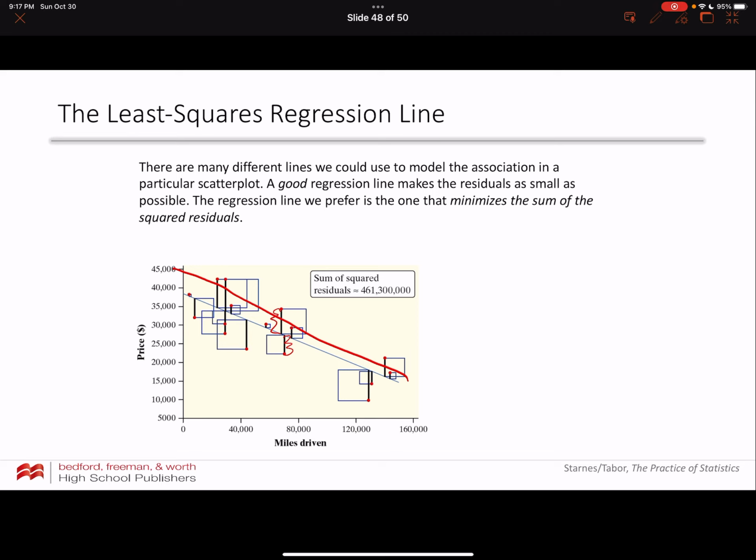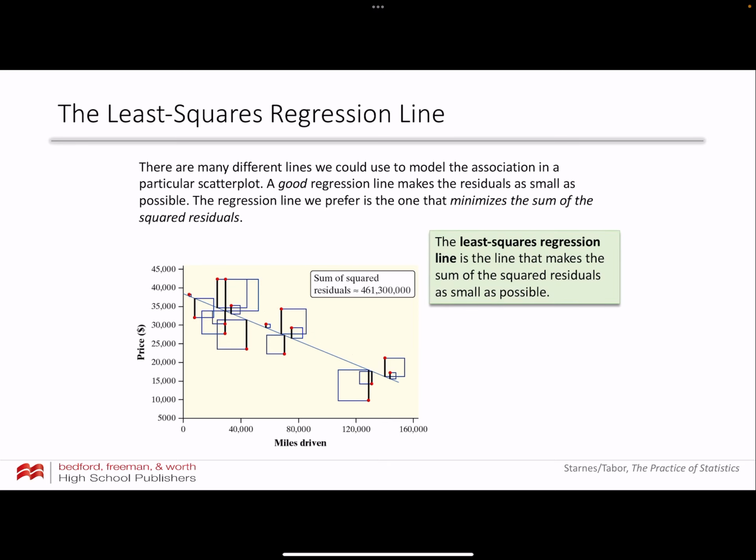So if we have a residual that's 5 versus one that's negative 5, instead of adding them together and saying our sum of the residuals is 0, no, we would take the 5 and square it, 25, the other negative 5 and square it, still 25, and add them up and say the sum of the squared residuals is 50, right? So the sum of these squared residuals is that big number. But we want to minimize those.